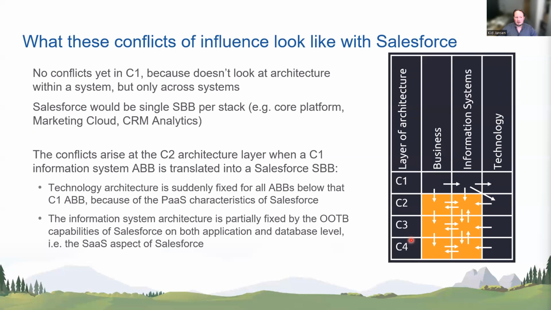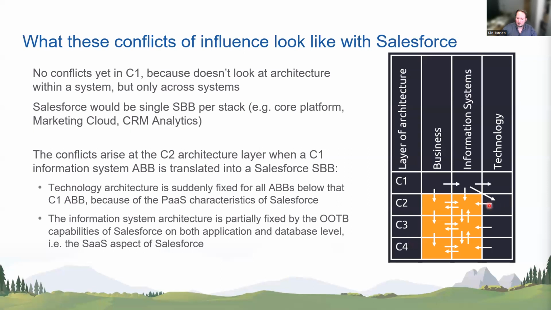The same thing applies for the PaaS aspect. So the technology architecture is fully fixed in Salesforce. You get the platform out of the box. You cannot change the governor limits. You cannot change the performance. You just get that. So if there's any solution that would no longer be performant or no longer be secure, or would break because it would exceed governor limits, then that means you have to change the solution because you cannot change the technology architecture.